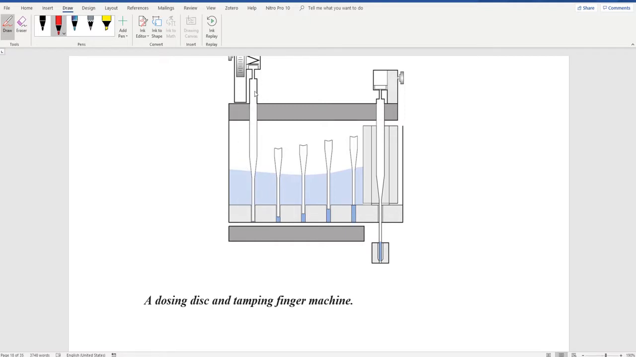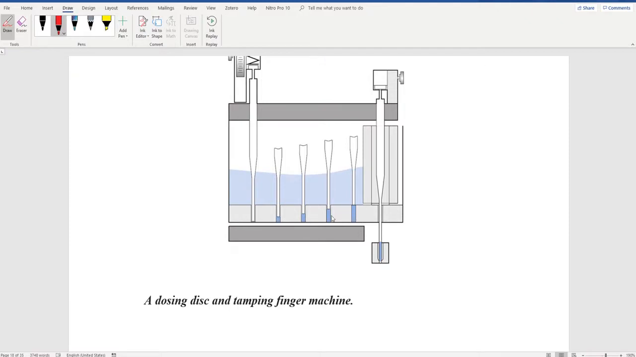These tamping fingers will be initially up, so the holes will be filled. The tamping finger will push the powder inside, and initially a small amount of powder will be inside because this is the initial compression. Then the tamping fingers, all of them, will go up. Now the dosing disc is rotating, and it will move to the next set of tamping fingers.